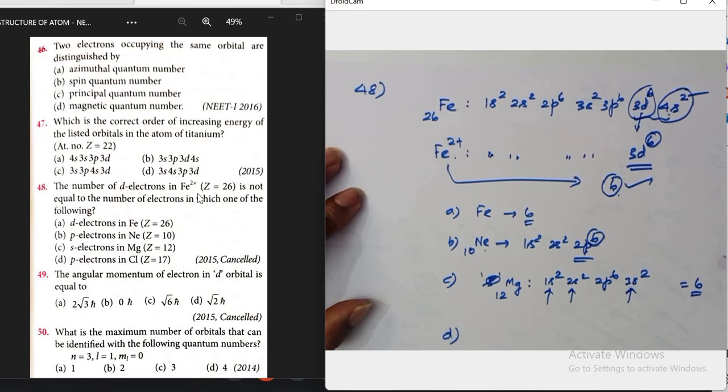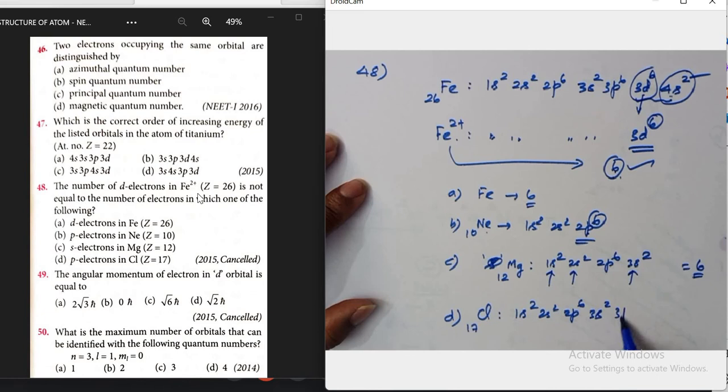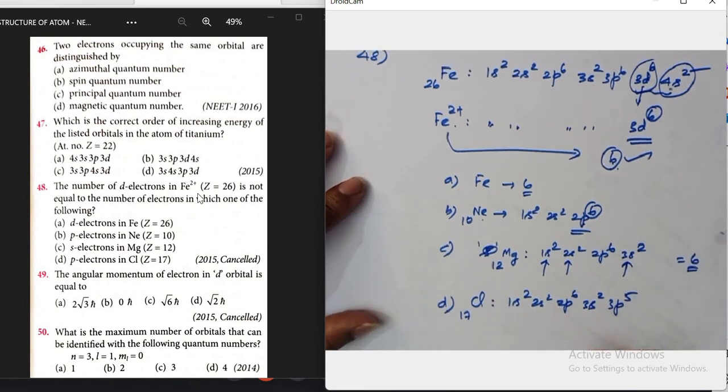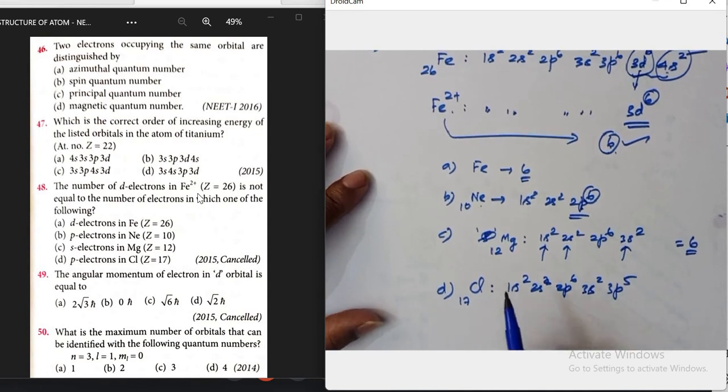Right, in option D, they are asking about p electrons in chlorine. Chlorine has atomic number 17, and the electronic configuration is 1s2, 2s2, 2p6, 3s2, 3p5. You can check it afterwards: there are totally 17 electrons. Now you have to count p. Here you have a p, here you have a p. So this is 2p, this is 3p. So the total is 6 plus 5, 11 electrons.